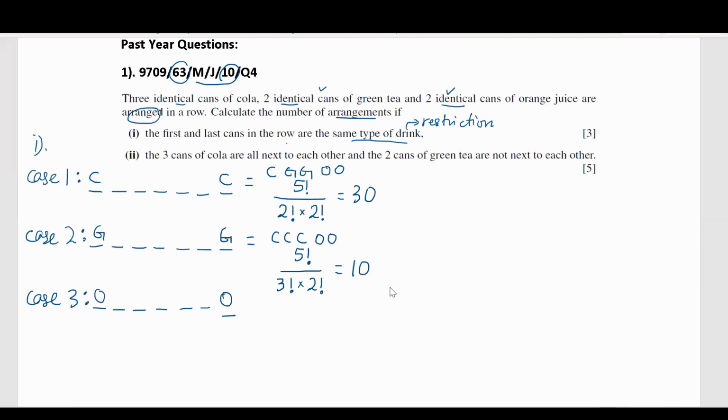Now we consider case 3. So the 2 orange at the ends, that means 3 cola and 2 green tea in the middle, right? So you can tell that the number of arrangements will be the same as case 2.